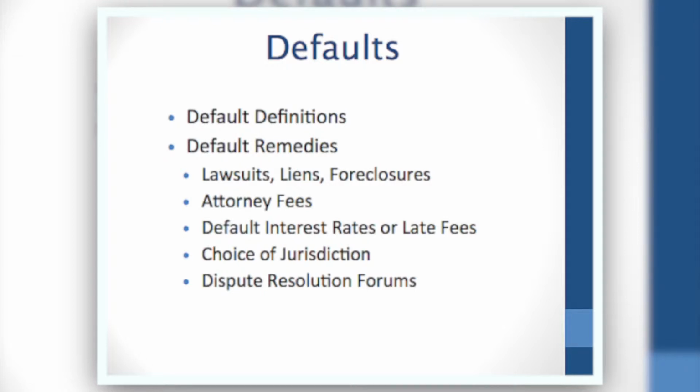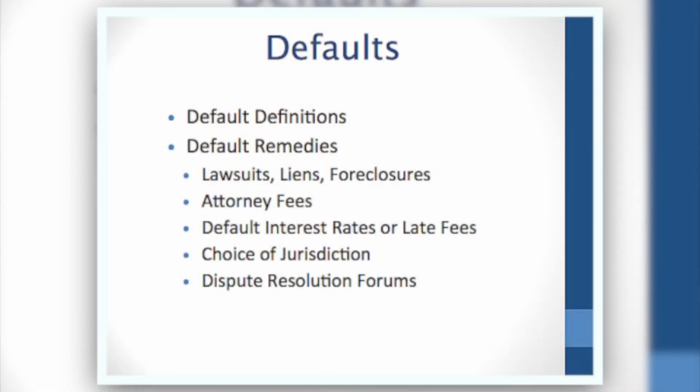Is the remedy going to be to file a lawsuit, assert some sort of lien, foreclose upon that lien? What happens if you have to incur attorney fees? Are those going to be covered? What about default interest rates or late fees? Do you want to have those added on to whatever the other side might owe you in the event of a default? What happens if you're sitting here in Oregon and the party with whom you've contracted is sitting out in Missouri or Minnesota or Maine? You want to have a choice of jurisdiction clause so that you can litigate here. And maybe you want to utilize a dispute resolution forum clause so that you can go into arbitration instead of utilizing the court system.